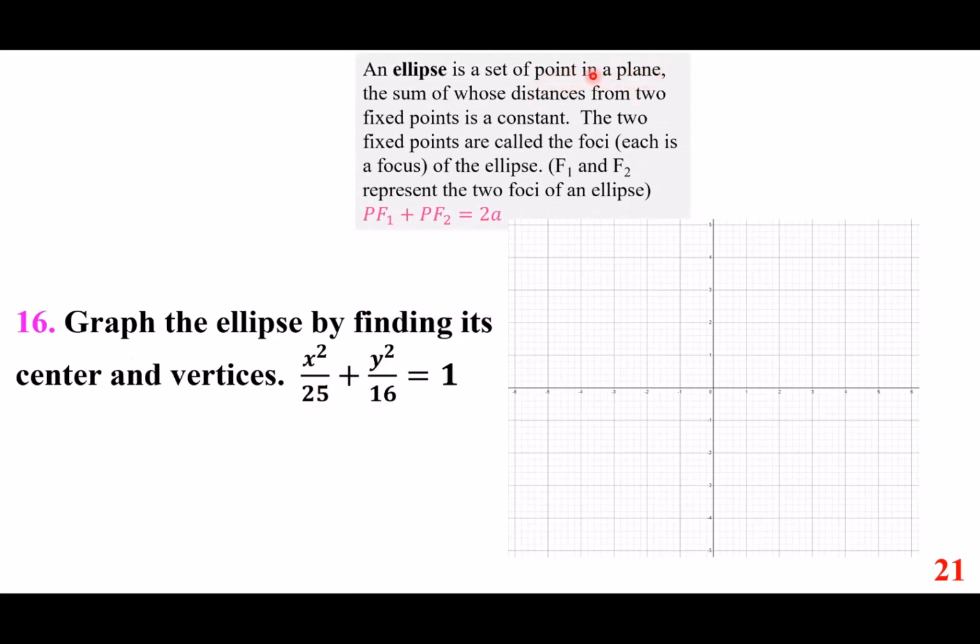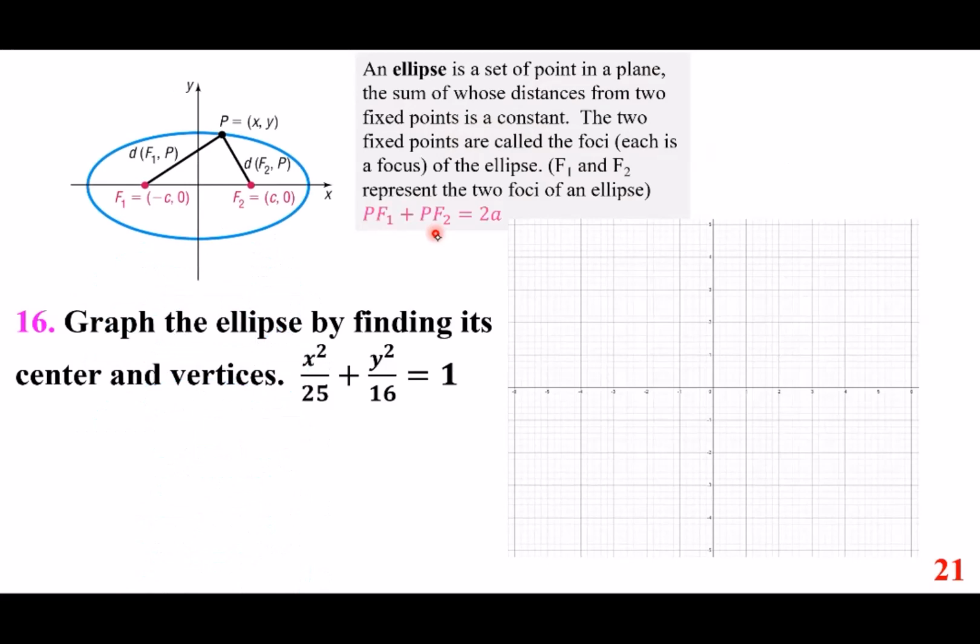of points in a plane, the sum of whose distances from two fixed points is a constant. The two fixed points are called the foci. Each is a focus of the ellipse. F1 and F2 represent the two foci of an ellipse, where PF1 plus PF2 equals a constant.